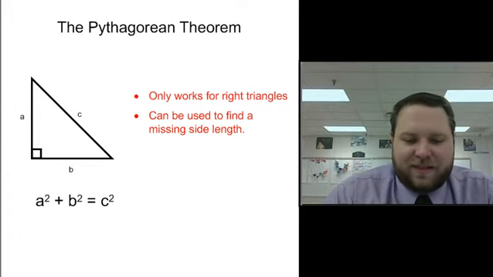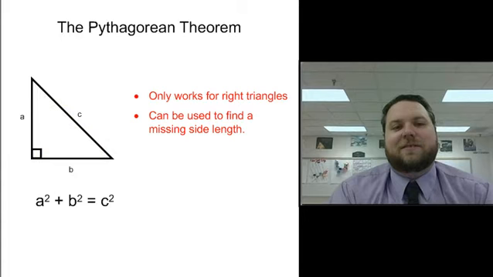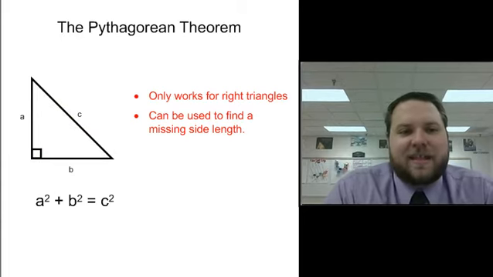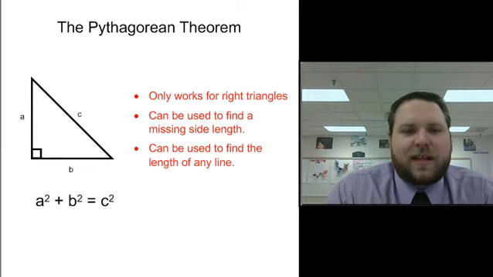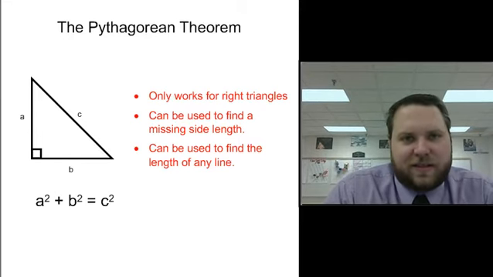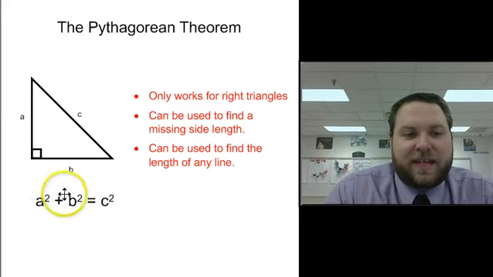And then the reason this has caught on and has stayed with us and will likely always stay with us is that because of this relationship, where if you know 2 sides you can find the third, we can actually use the Pythagorean theorem to find the length of any line, specifically on our coordinate system. So if I've got a coordinate plane and I've got a line across that coordinate plane, I can use the Pythagorean theorem to find the length of that line. Which we will get into in more depth later on.